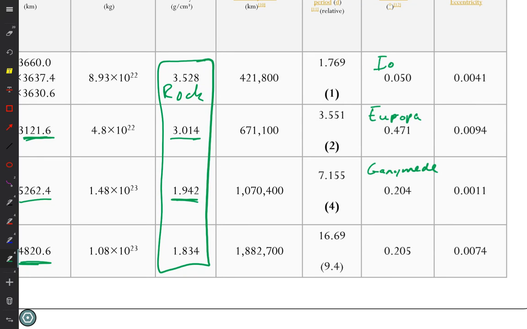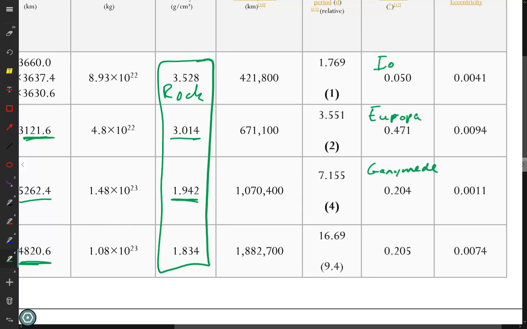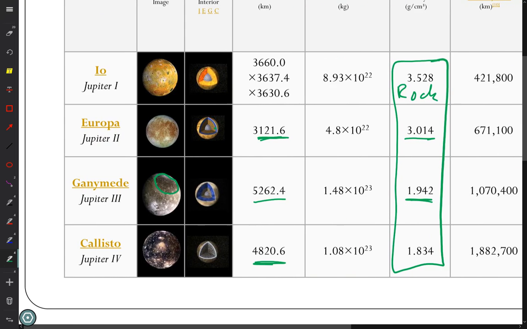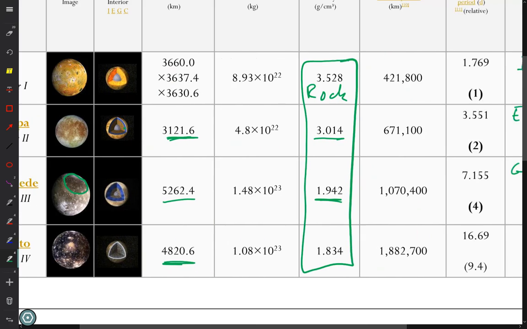Now, if we get out to the last one, if we go out to Callisto, I hope I remember them in the right order, it is not 4 times the preceding one. It's a little bit longer than that. Good, I was just checking to make sure I did remember the right order.